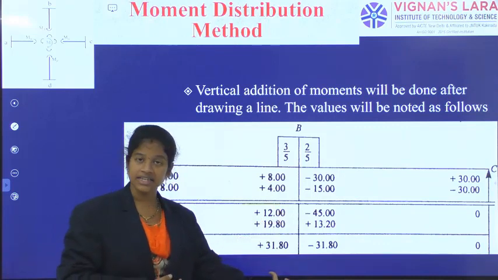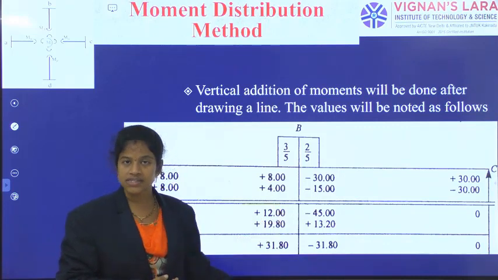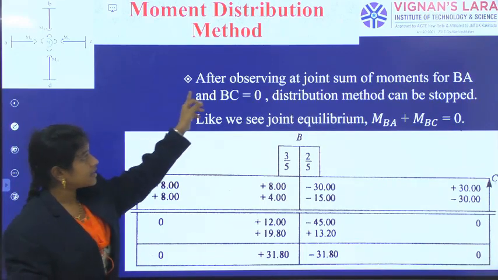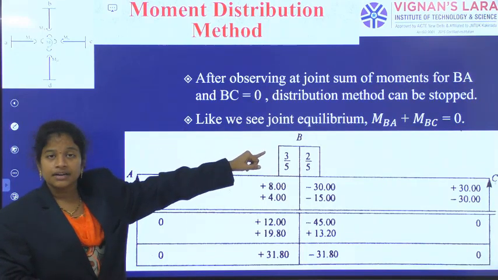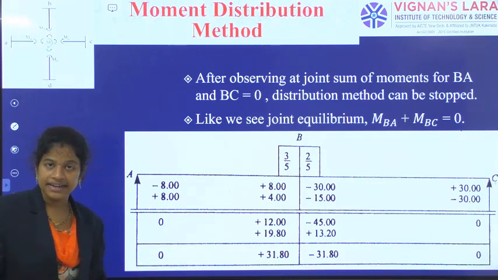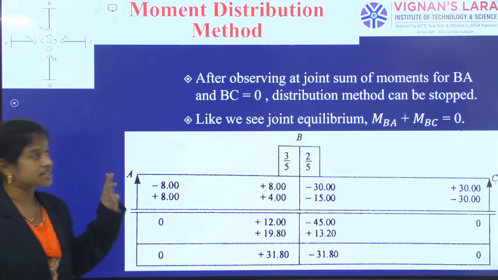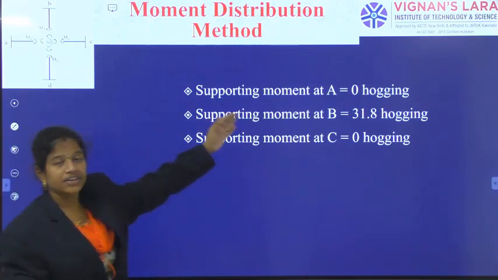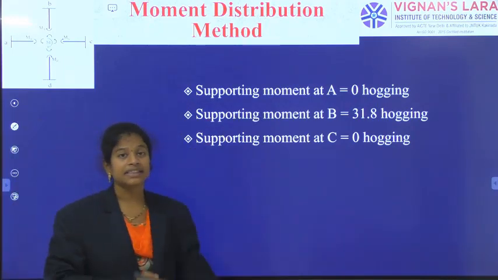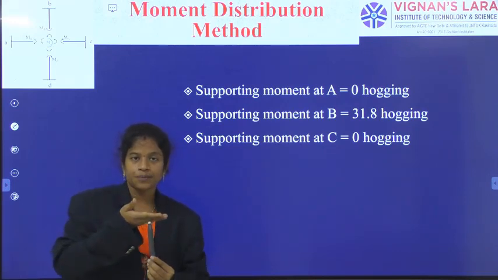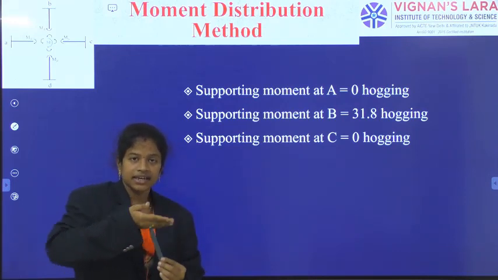Same like this, next will come. If these two summations become equal to 0, you can complete, and after that we are closing the structure and indicating the answers, and finally we are going for the indication of the support moments. So the support moment answers we have indicated as at A 0, at B there is a hogging moment because of the resistance offered by the support. Okay, so it is resisting.